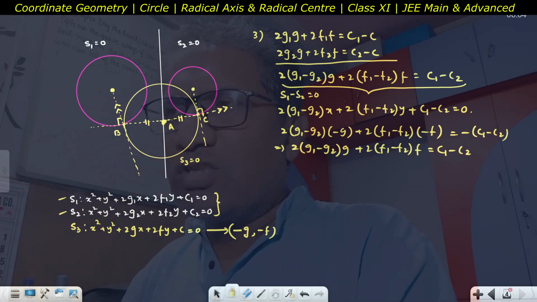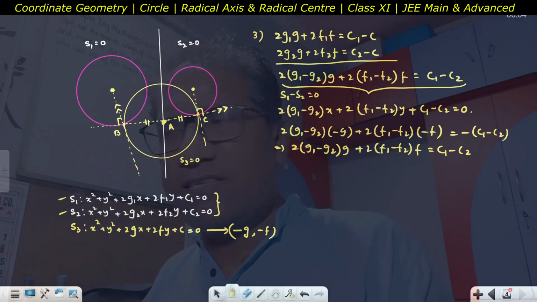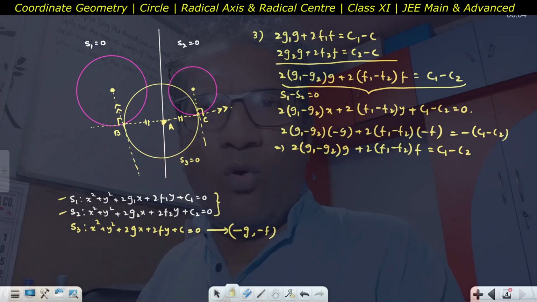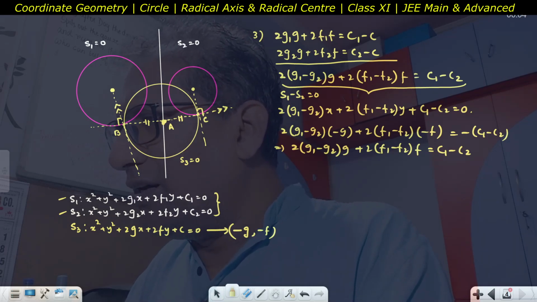Is it clear? So first I have proved by using geometry properties, and then I have proved the same by using our coordinate geometry, right? Okay, so let's move to the next property.